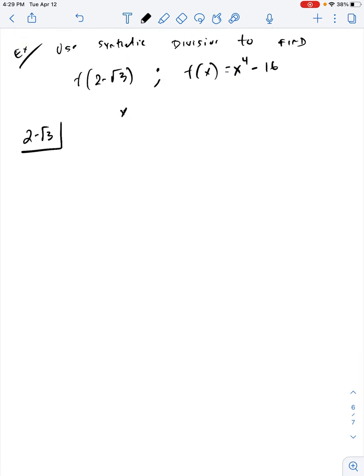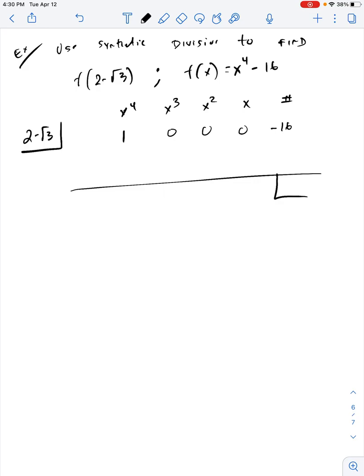And we have x to the 4th, after that x to the 3rd, then x to the 2nd, then x in our number. So it'd be 1 for the x to the 4th, then 0, 0, 0, negative 16. I remember that we did this stuff in the past. The polynomial has to go in descending order, and it's missing x to the 3rd, x to the 2nd, and x, so we just put zeros there.